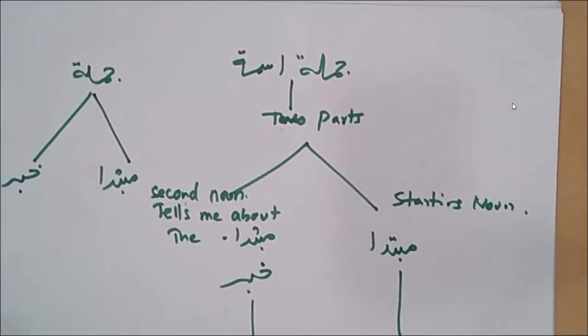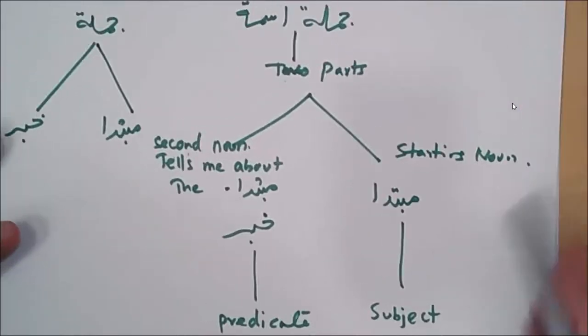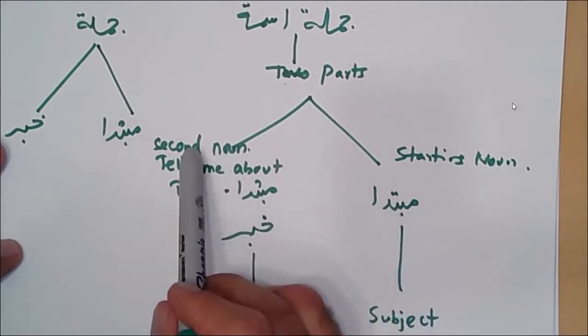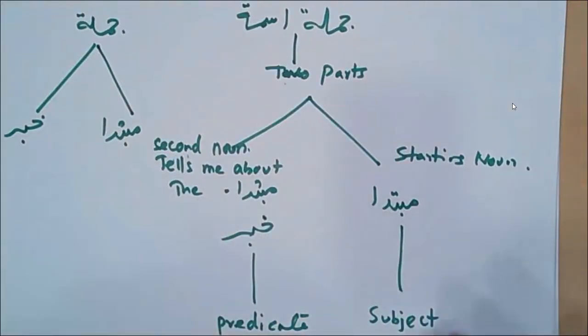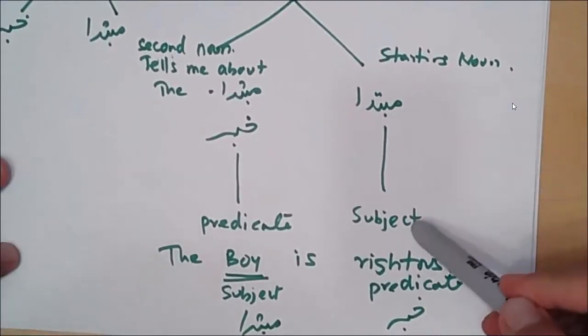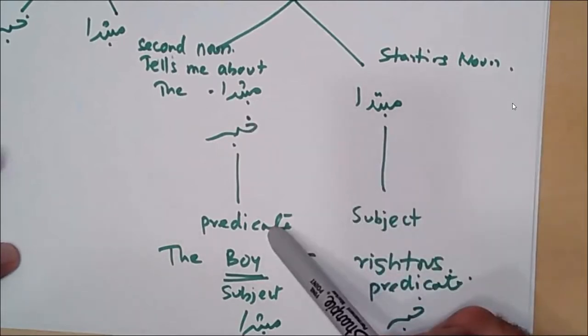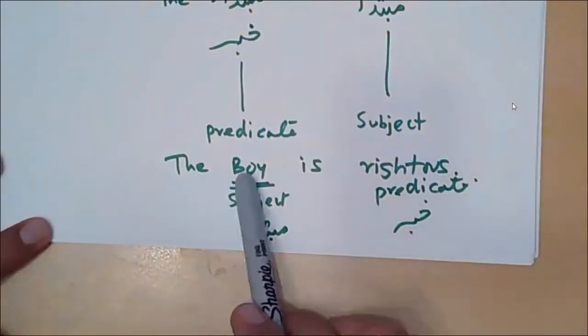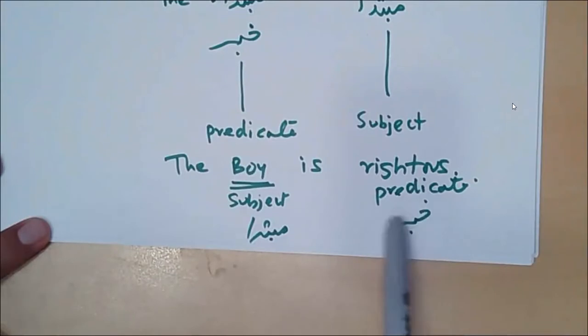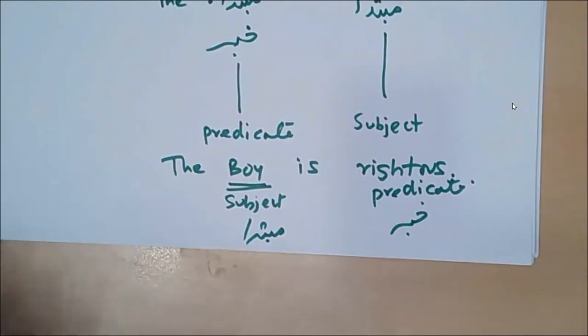Okay, jumla ismiya has two parts. It starts with a noun, so the starting noun is known as mubtada. Okay, and the second, the thing which comes after the mubtada, it tells me something about the first noun, so it is called the khabar. Okay, in English, the mubtada is known as subject and the khabar is known as the predicate. As an example, we said the boy is righteous, so the boy is a subject and we are getting news about him that he is a righteous boy. Making sense? Yes. Okay, alhamdulillah.